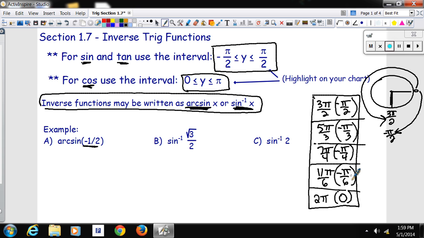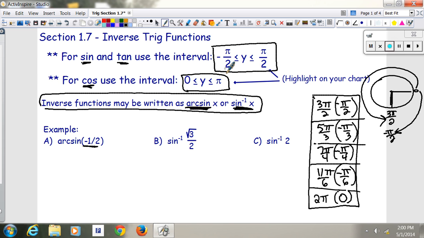We want to use the one that's between this interval right here, which for us, our answer to this would be negative pi over 6. Or we could put negative 30 degrees, because pi over 2 is like 90 degrees, and negative pi over 2 is like negative 90 degrees. So if we were using degree angles, our answer would be negative 30 degrees. However, in this section, we're going to be using radian angles. So that would be the answer we're looking for, negative pi over 6.